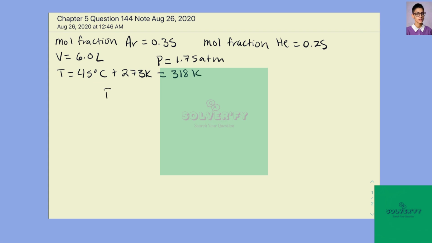So we know that the partial pressure of a gas is equal to its mole fraction times the total pressure of the container. So this is the partial pressure of our gas, this is its mole fraction, and this is the total pressure.